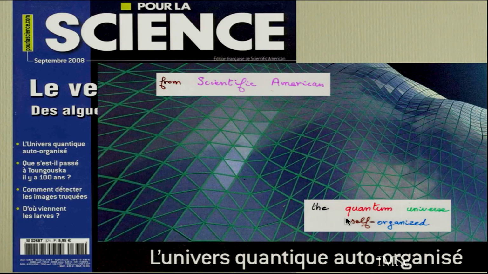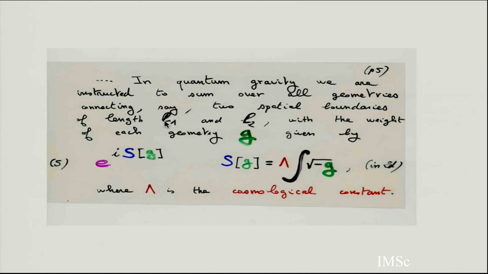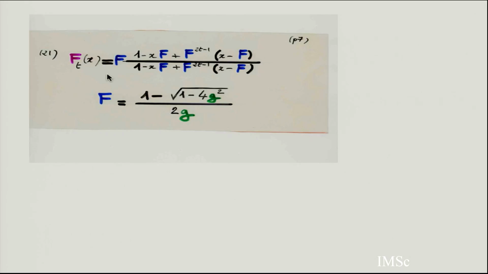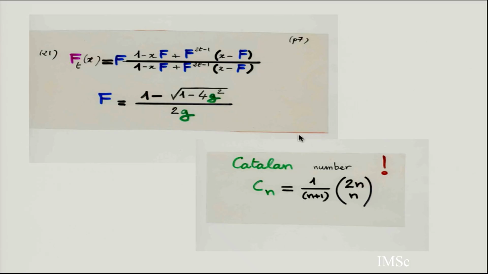If you look at this paper, I have a look on page 5. In quantum gravity, we are instructed to sum over all geometries connecting, say, two spatial boundaries of length L1 and L2, with the weight of each geometry G given by this, and lambda the cosmological constant. When I read this paper, I did not understand anything. And then page 7: F_t equals this, with F equals this. And this is a generating function of Catalan numbers. So I said, okay, he's right. I should understand and read this paper. Why are the Catalan numbers appearing in this 2D Lorentzian gravity?